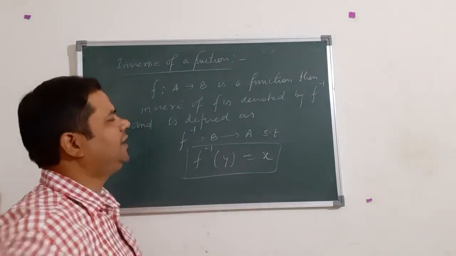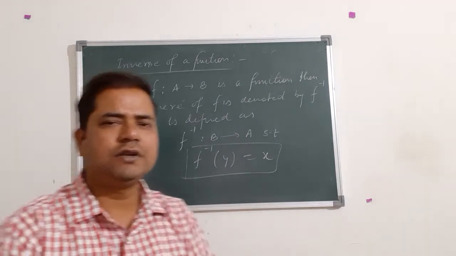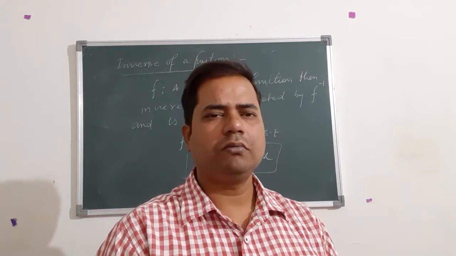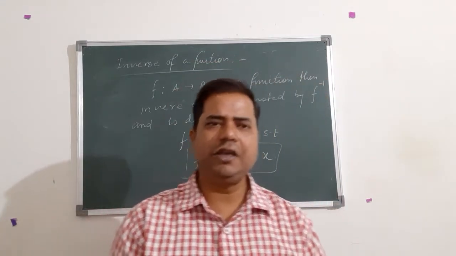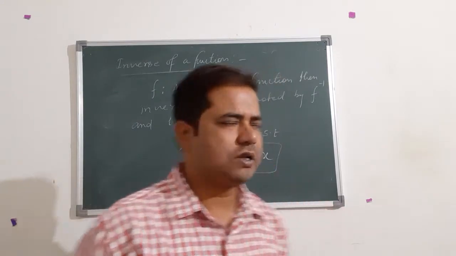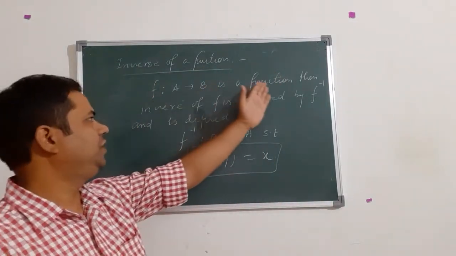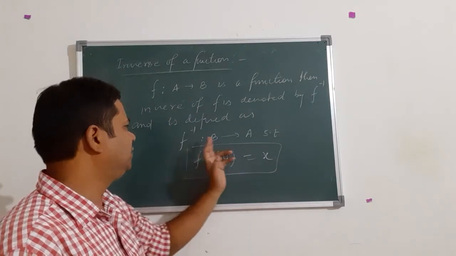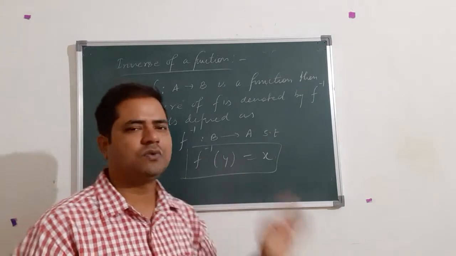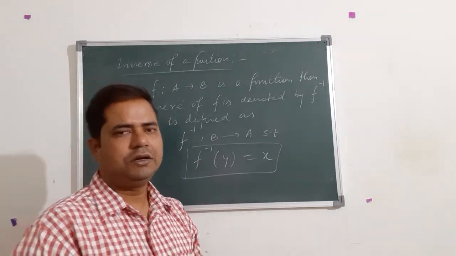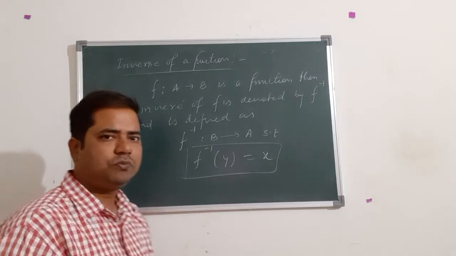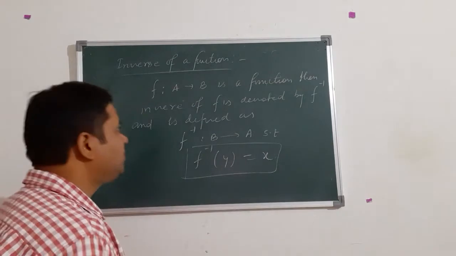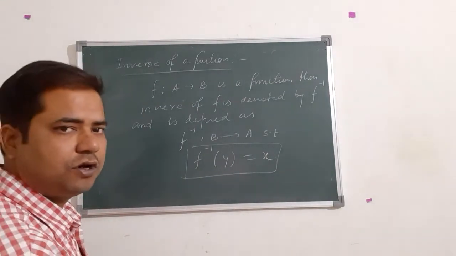Always remember this thing, okay? What is the inverse of a function? If f from A to B and g from B to A, then g is called the inverse of f. Or in a simple manner, f from A to B is a function, then the inverse of f is denoted by f inverse and is defined as f inverse from B to A such that f inverse of y is equal to x. Now, how to prove a function is invertible. That means an invertible function. Okay? So note it down.